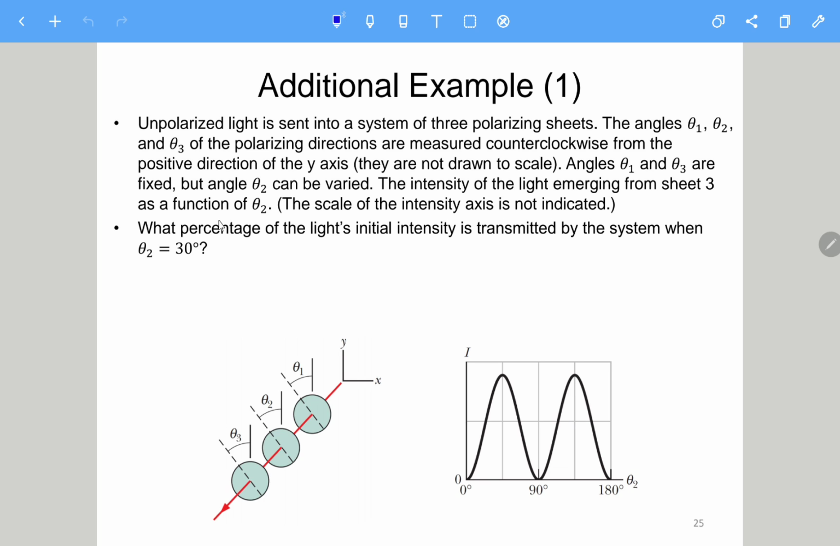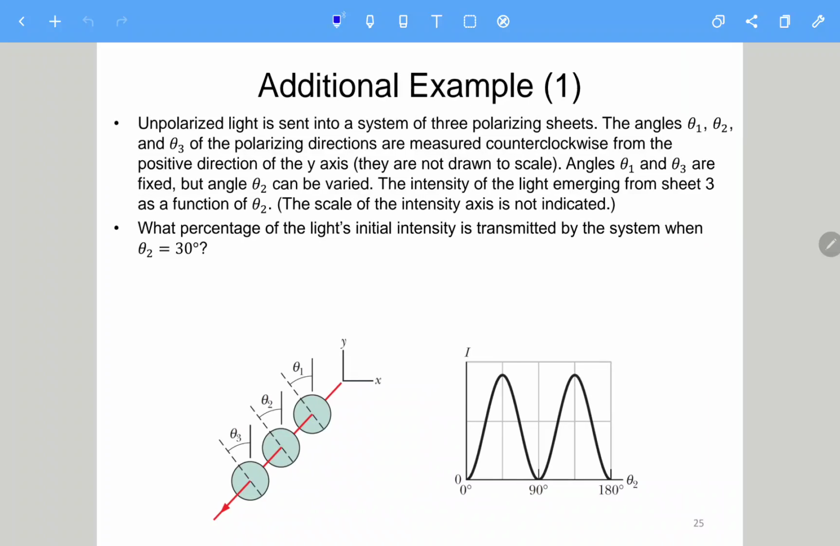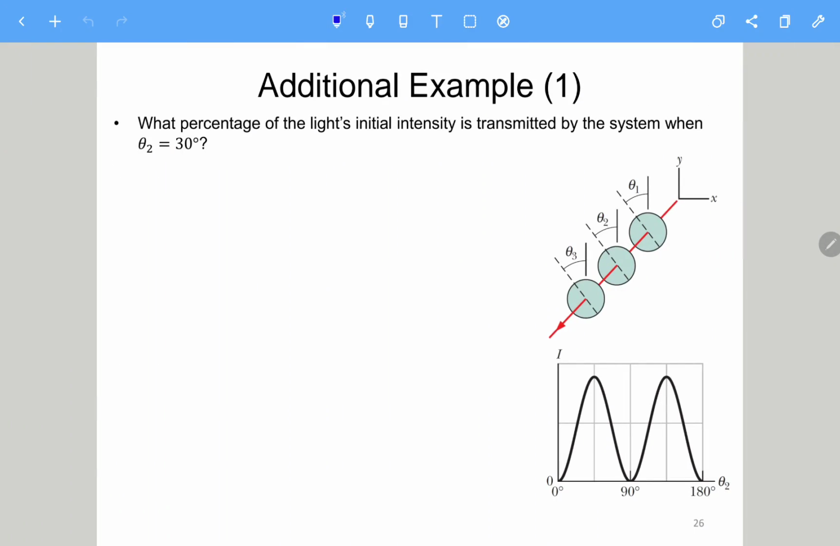So what percentage of the light's initial intensity is transmitted by the system when theta 2 is 30 degrees? Okay, so first we need to determine the angles theta 1 and theta 3. They are fixed numbers, but originally it does not tell you. So we need to get theta 1 and theta 3 from this figure.